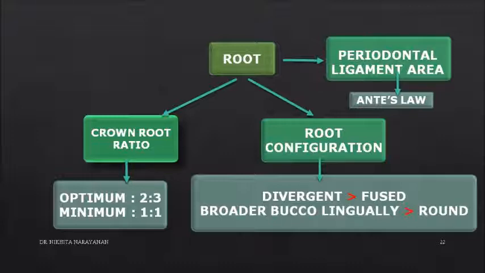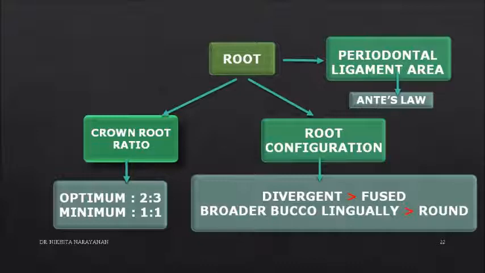Okay, in cases of a single rooted tooth, the root with irregular configuration or with some curvature in the apical third is preferred to the tooth that has a nearly perfect taper at the end. Another consideration in the evaluation of abutment teeth is the root surface area, or the area of the periodontal ligament attachment to the root and to the bone.